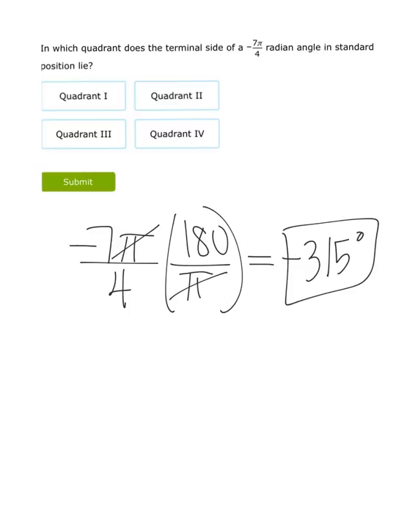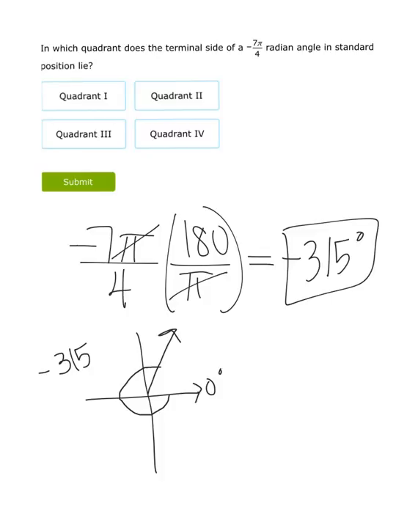So now let's think about what that would look like on a unit circle since it's a negative angle. If I want to draw this out, I am starting on 0 degrees and I will go clockwise 315 degrees. So I'm going to start and go to 90, 180, 270, and then a little bit more. So this would result in a negative 315 degree angle. So it looks like it would be in quadrant 1.